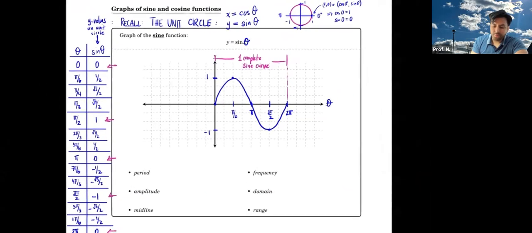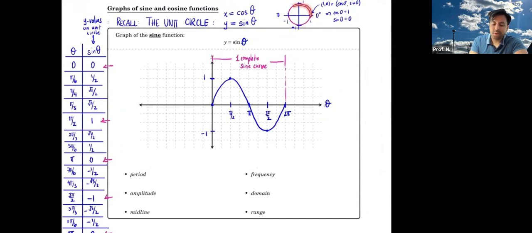And now, what happens if I continue going around the circle, around and around? I'm going to get the same curve again and again. So this is just one portion of the curve. But if I were to graph sine theta, right? This would just continue on. This would continue on forever and ever on both ends.